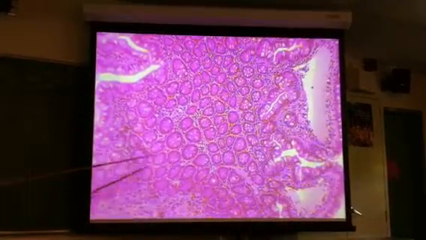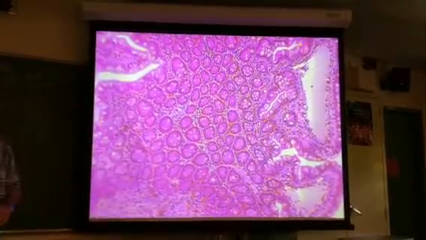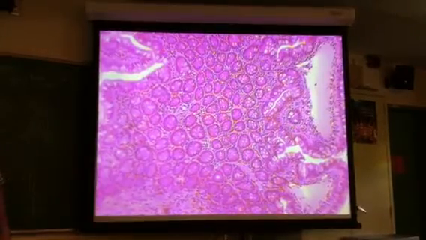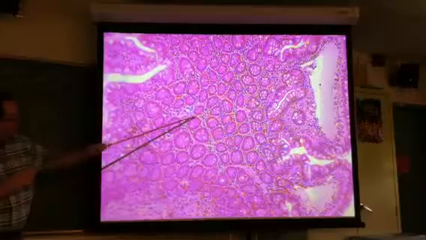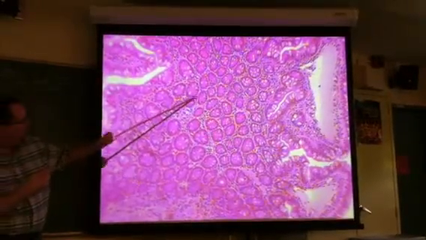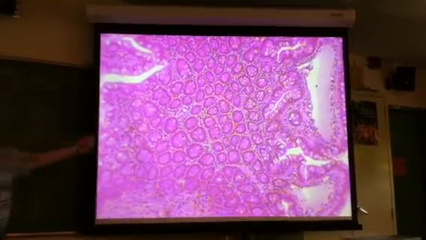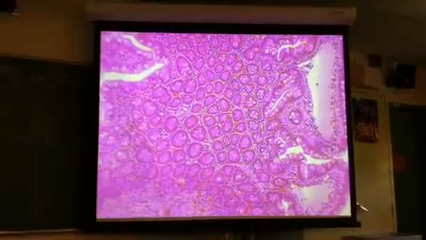But all of these round structures, these are all crypts right here, but cut in cross-section. So the lumen inside each one is coming out of the screen at you, and the connective tissue elements between the crypts, that's our lamina propria, right there. So in this particular region, the villi would have also been sticking out of the screen at you guys as you viewed the slide.